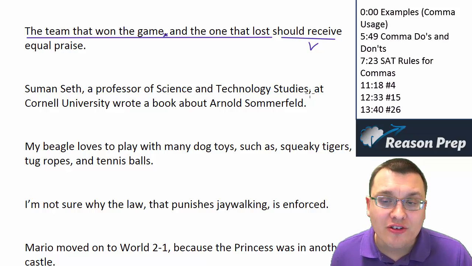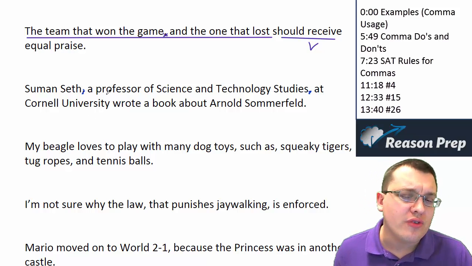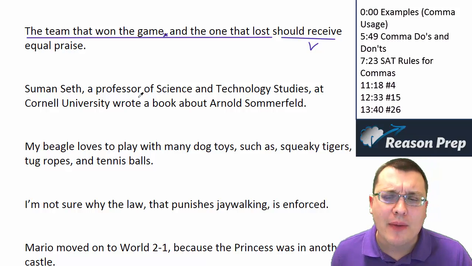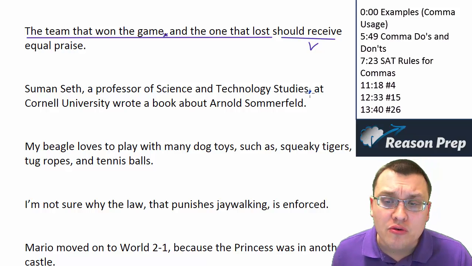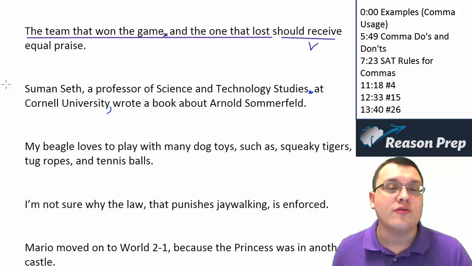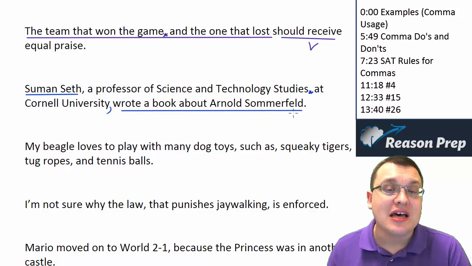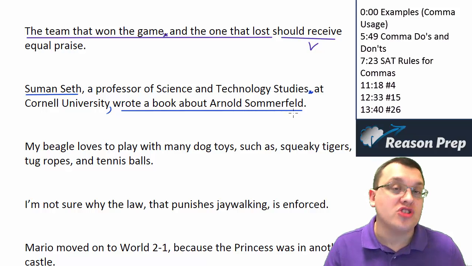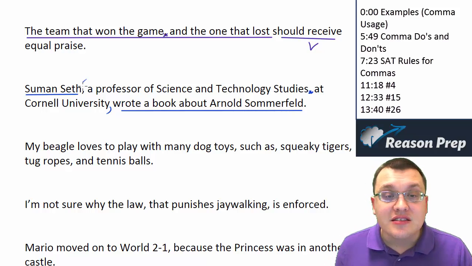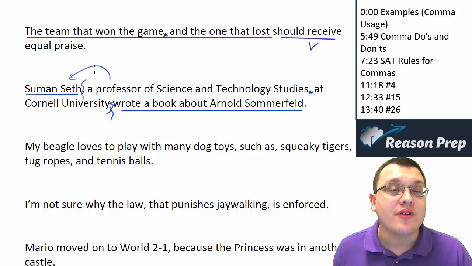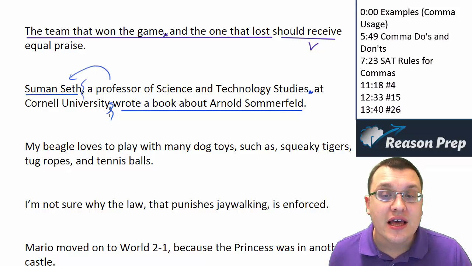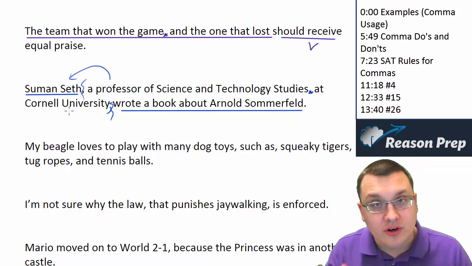So two ways to go about doing it is either you get rid of the commas completely, although maybe you couldn't do that with "professor." No, I'm going to take that back. The best way to handle this is to move this comma after Cornell University, and now the core of the sentence is much easier to understand. Suman Seth wrote a book about Arnold Sommerfeld. Straight up, this middle phrase in here is an appositive phrase defining who this person is, and we would just want to include "at Cornell University" as part of that.